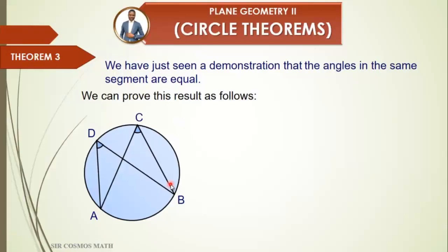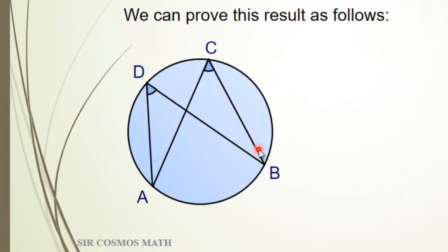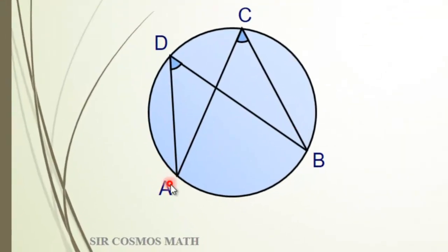Let's look at the proof. Now we are done with the demonstration. Look at the diagram on the screen. According to the theorem, chord AB makes an angle at D, and the same chord makes an angle at C. And according to the theorem, angle D and angle C are the same. So we are going to prove why angle D and C are the same.